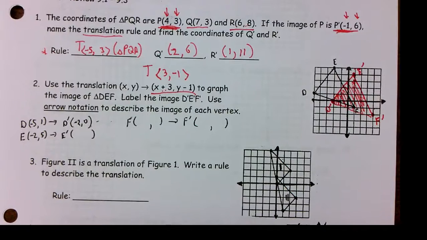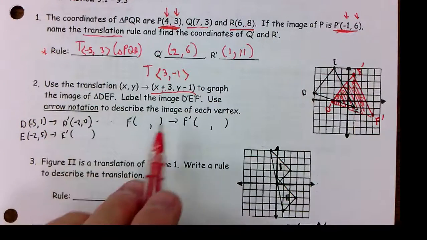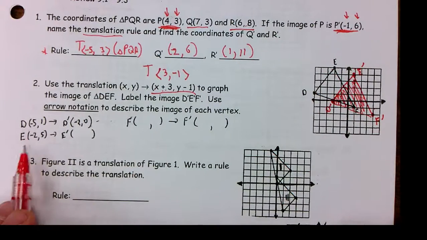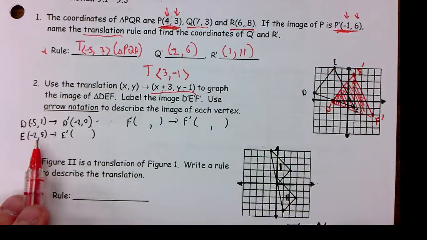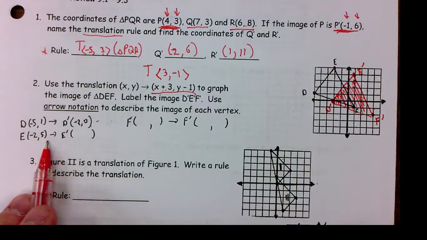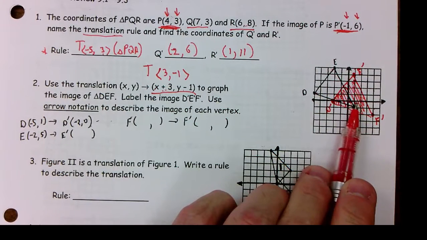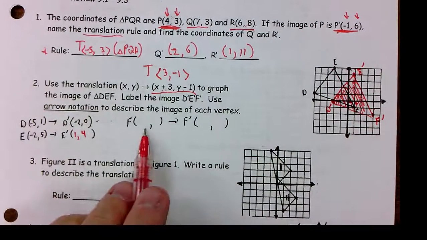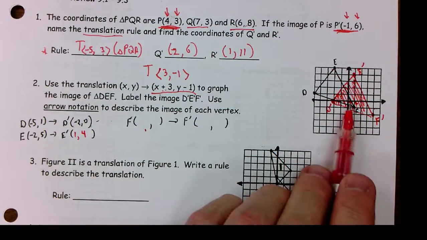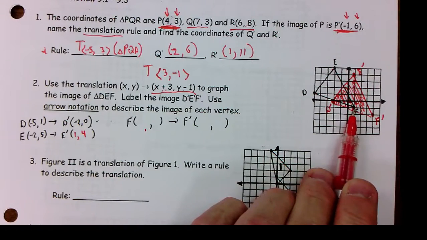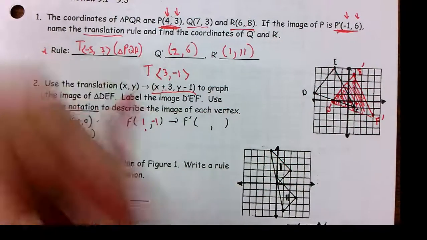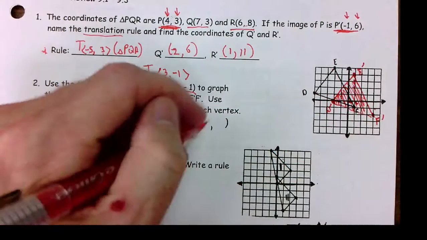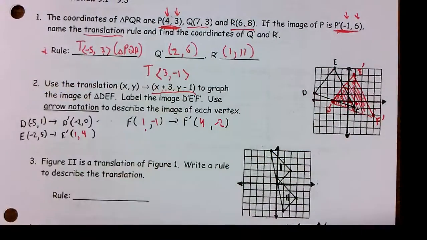Now, I was also supposed to use arrow notation to describe the image of each vertex. I had already done D for you. E went from negative 2, 5 to E prime, which is at 1, 4. F, which started here at 1, negative 1, went to F prime, which is at 1, 2, 3, 4, negative 2. And I'm done with that one.